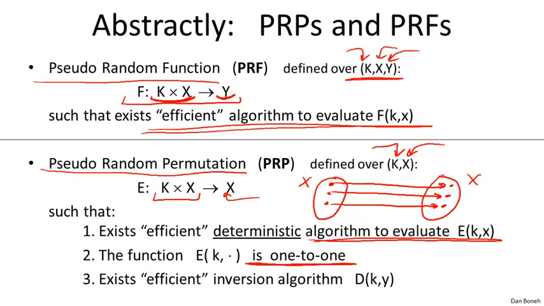And then because it's one-to-one, of course it's also invertible. So given some output, there's only one input that maps to that output, and the requirement is that there's an efficient inversion algorithm, call it D, that given a particular output, will output the original preimage that mapped to that output. So really a pseudo-random permutation captures very accurately and syntactically what a block cipher is, and often I'll use the terms interchangeably, either a block cipher or a pseudo-random permutation. I'll use whichever term depending on the context where we're discussing things.